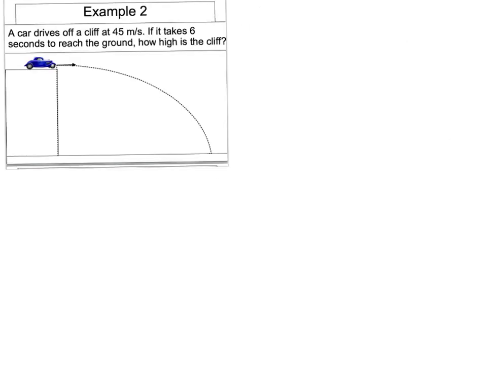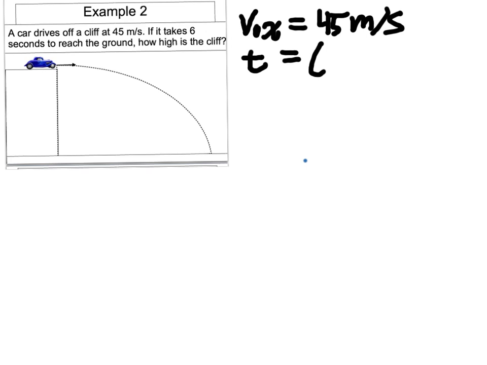A car drives off a cliff at 45 meters per second. It takes 6 seconds to reach the ground. How high is the cliff? So, I'm going to write my givens. We know the car's initial x velocity is 45 meters per second. You might be wondering, how do you know that's not y? Well, cars don't drive up and down. Cars drive left and right, unless you're in a Jason Bourne film. The time it takes the car to fall is 6 seconds.